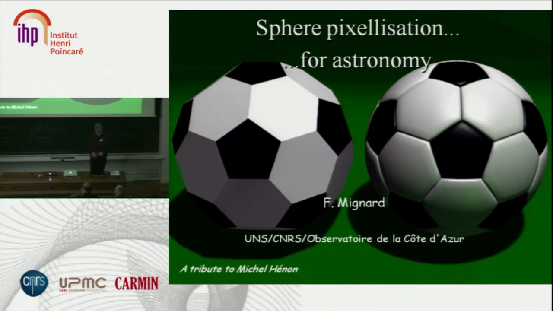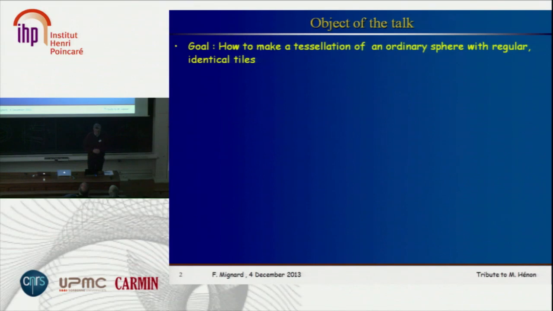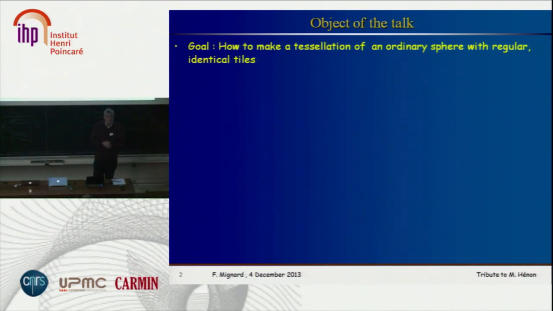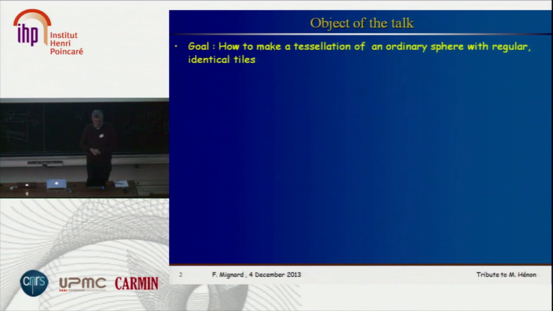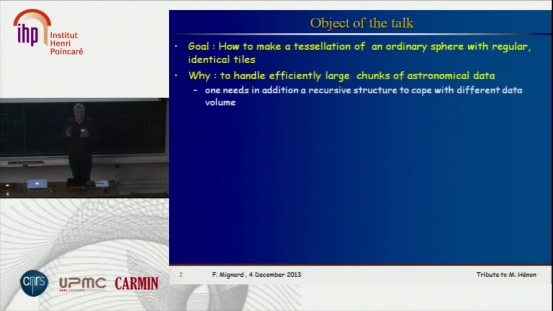So why did I come to this topic with Michel? A little bit of history for that. The object of the talk is the following. I asked Michel one day, for practical reasons, which I will come back to later, is it possible to make a tessellation of the sphere, so tiling a sphere, with regular, uniformly same shape, same size tiles? It's not a new problem, obviously. People have asked this kind of question for centuries. So this is why I asked him.